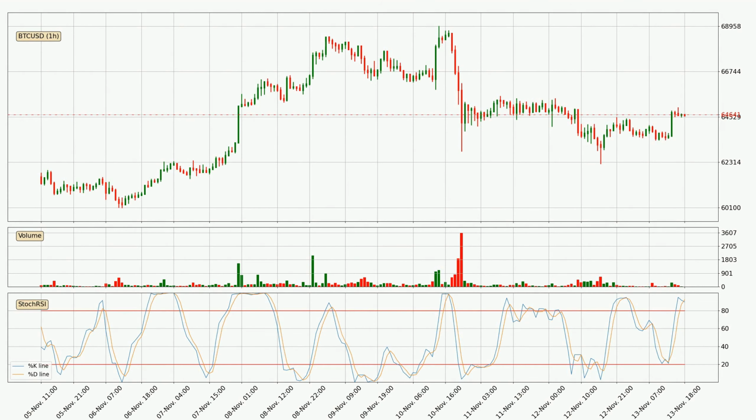Jumping to the hourly stochastic RSI, both the %K and %D lines are located in the higher region. This means that the price is high due to overbuying, and a change in the trend, or at least some kind of consolidation, can be expected. The K line is below the D line, which shows that the trend has shifted to the downside.